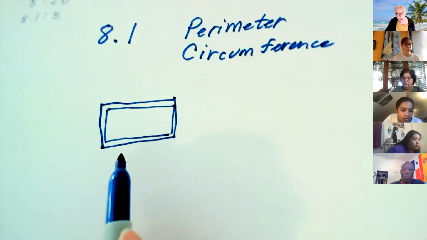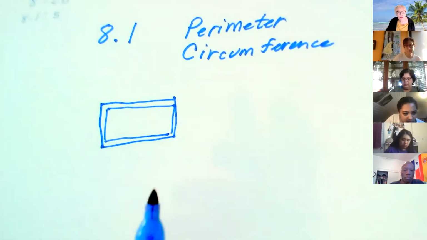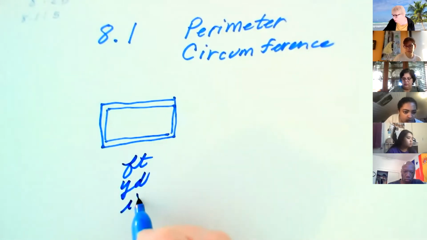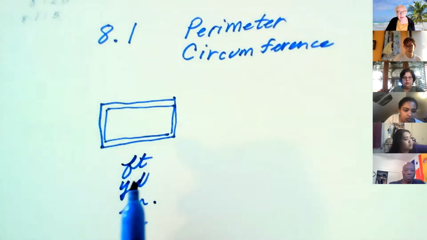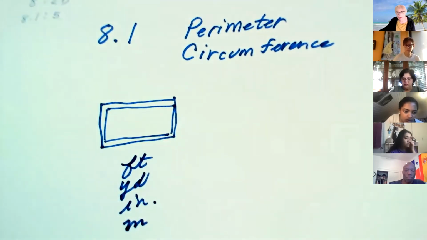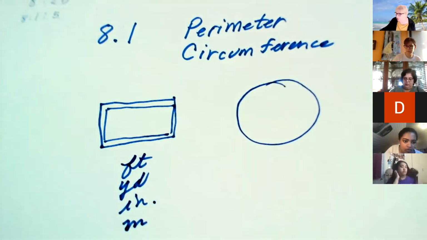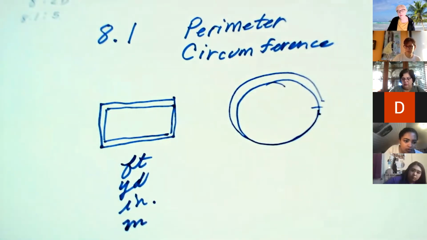It doesn't matter what the shape is. Perimeter is a measurement around the edge, and all perimeter numbers will be in feet or yards or inches or even meters, whatever is listed. That's how it'll be, that many feet, that many yards, and so on. Circumference is all about a circle. Circumference is literally the distance around the edge. So again, it'll be the same units, feet or yards.